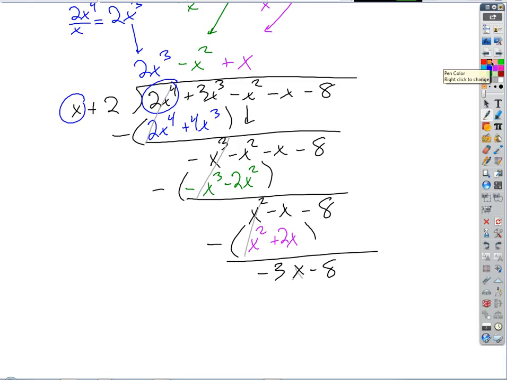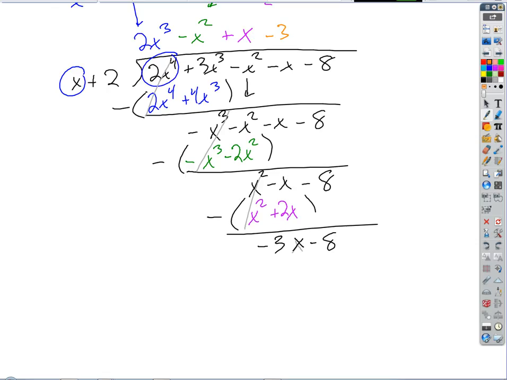Well, can we? X times what is negative 3x? Negative 3, right? So I'm going to get a negative 3 there, right? And I'm going to distribute that through. Negative 3 times x is negative 3x. Negative 3 times 2 is negative 6. And then we're going to subtract the whole thing.